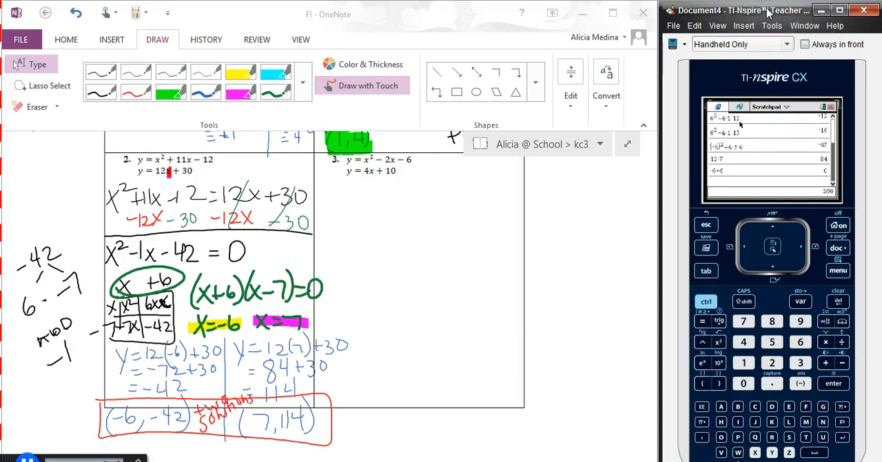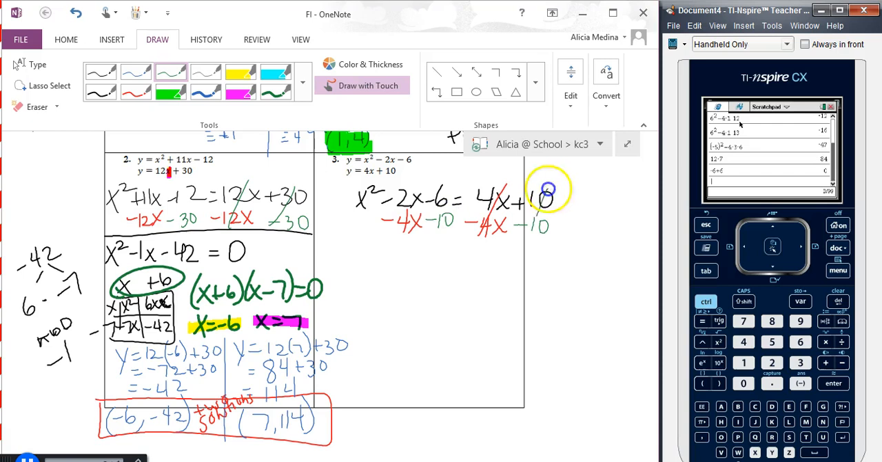So our last example here, y equals x squared minus 2x minus 6, and y equals 4x plus 10. So start off the same as all those other problems, right? Set those equations equal to each other. So x squared minus 2x minus 6 equals 4x plus 10. We want to get everything over to the same side, so we're going to do the inverse operation and combine like terms. So to move over a positive 4x, the opposite is subtract 4x over to the other side. And then we have a plus 10. The opposite of adding 10 is subtracting 10. Again, stacking those under its like terms.